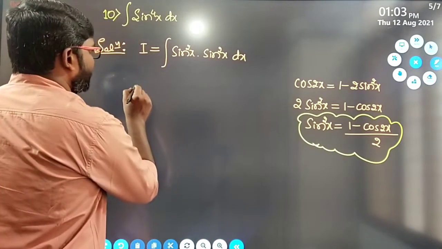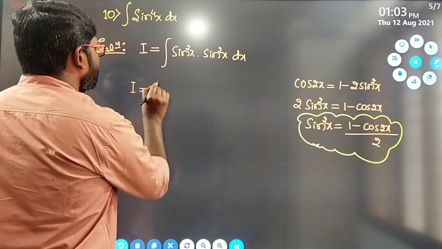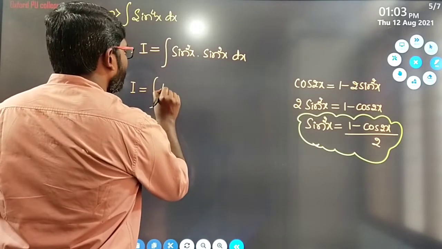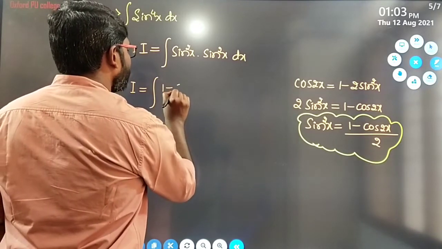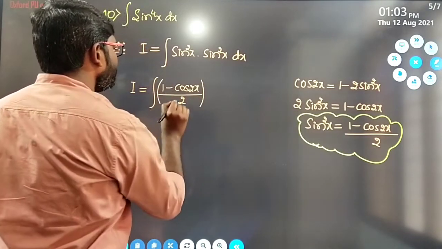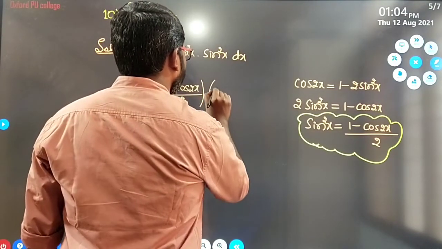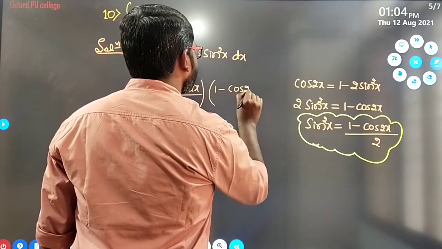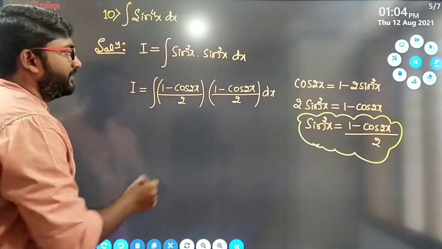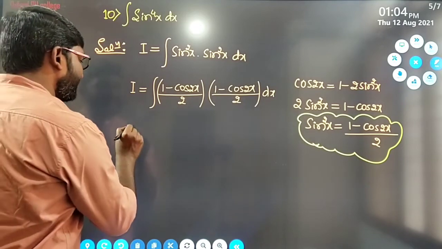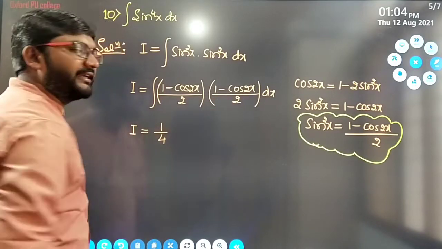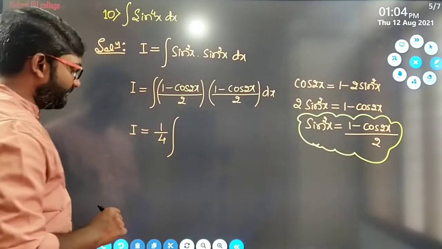Let us replace. I is equal to integral, in place of sine square x I can write 1 minus cos 2x by 2, then again sine square x, same thing, 1 minus cos 2x by 2 dx. So now 2 into 2 will be 4. Write it outside the integral. I is equal to 1 by 4 integral, because the 2 is there in the denominator.